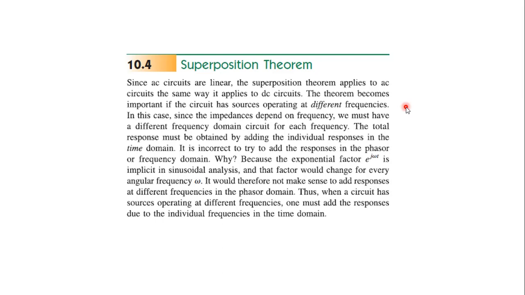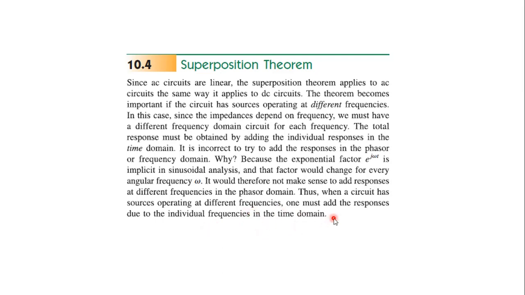Suppose these two sources are operating at different frequencies, that is, they have different values of omega. Then in the phasor domain we cannot add them directly. At the end, the superposition theorem adds up the responses of the individual sources. So if one source operates at one frequency, omega 1, and another source operates at another frequency, we cannot directly add these two in the phasor domain. So what we have to do is add these responses in the time domain.